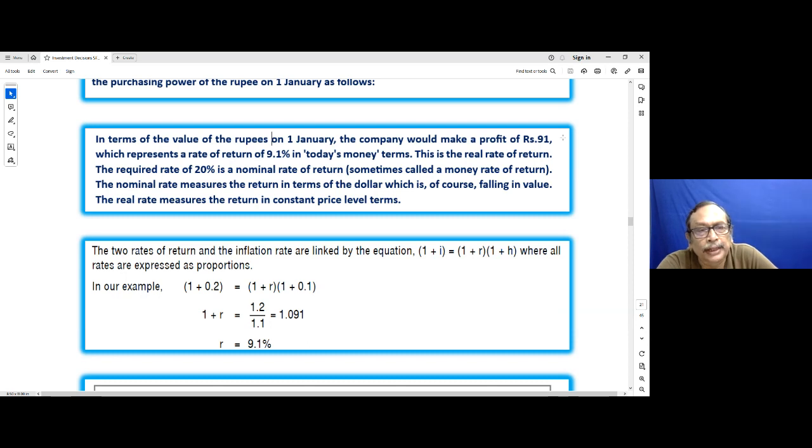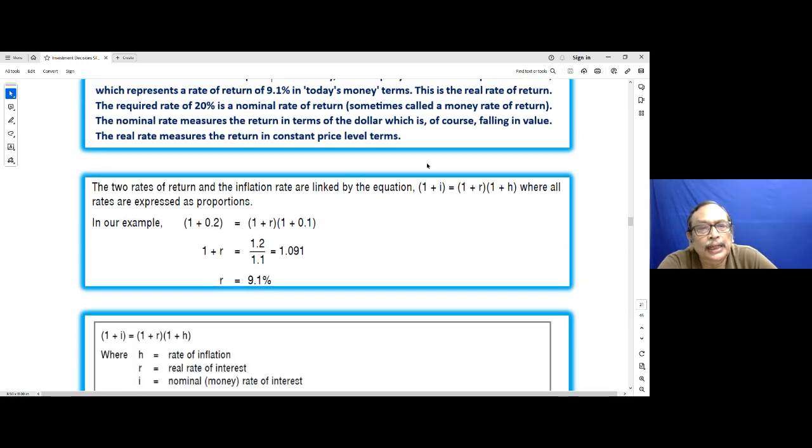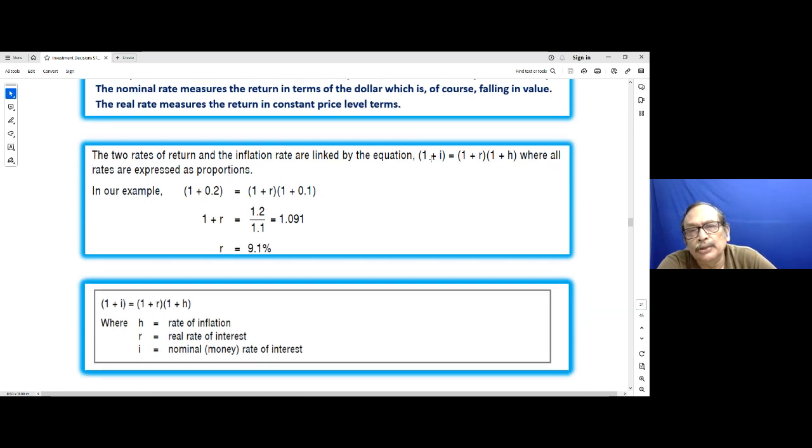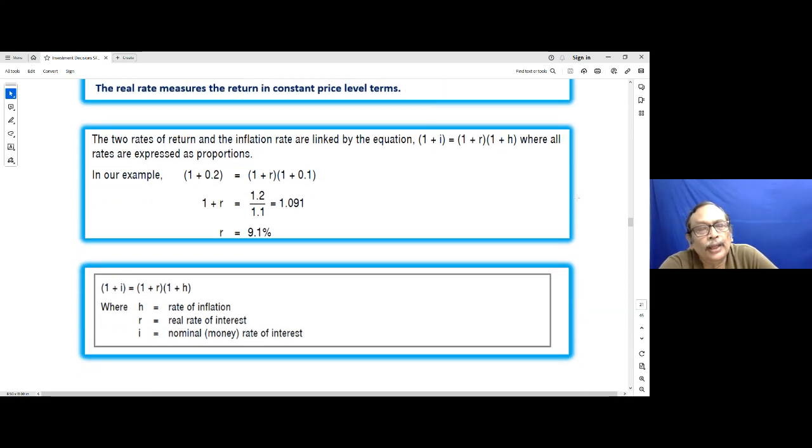The required rate of 20% is a nominal rate of return, sometimes called a money rate of return. The nominal value measures the return in terms of rupees, which are of course falling in value. The real rate measures the return in constant price level terms. The two rates of return and the inflation rate are linked by the equation 1 plus I is equal to 1 plus R multiplied by 1 plus H, where all rates are expressed as proportions.